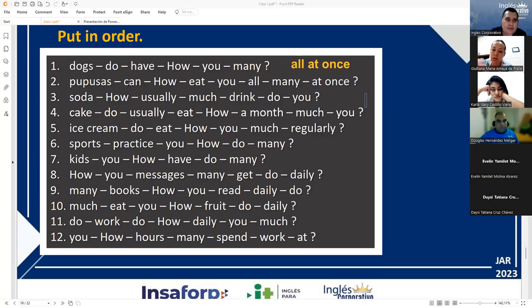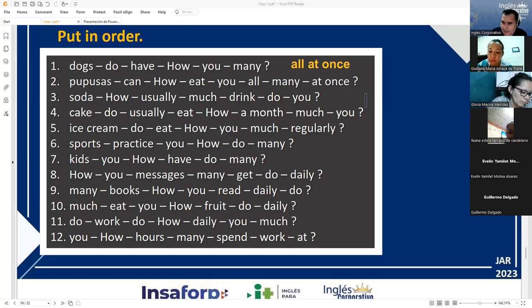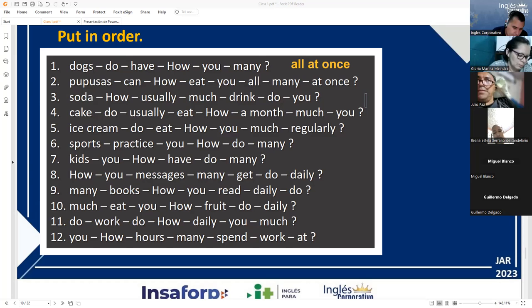Gloria Marina Meléndez. Present, teacher. Excellent. Guillermo Isaí Delgado. Present, teacher. Excellent. Iliana Estela Serrano. Present. Excellent. José Miguel Blanco. Present teacher. Julio Aristides Paz. Present. Excellent. Carla Idari Castillo. Present, sir. Excellent. Good night, señorita. Lady Marisela Linares.